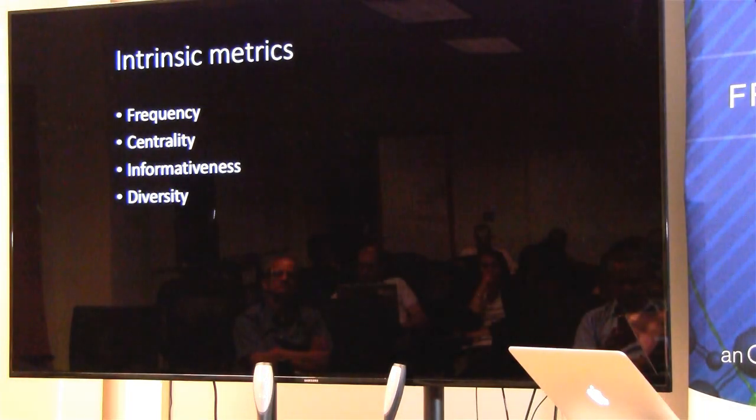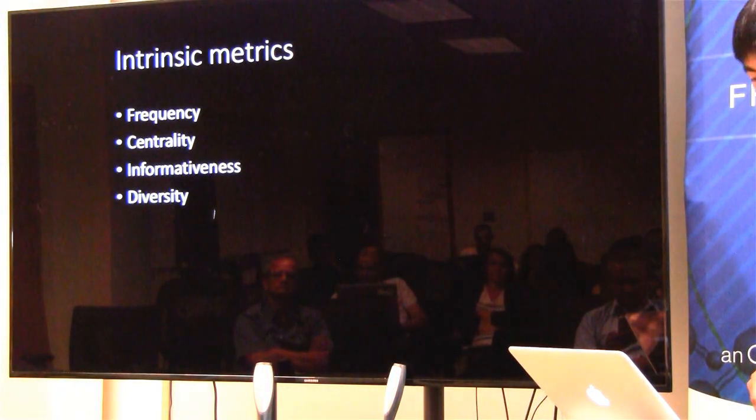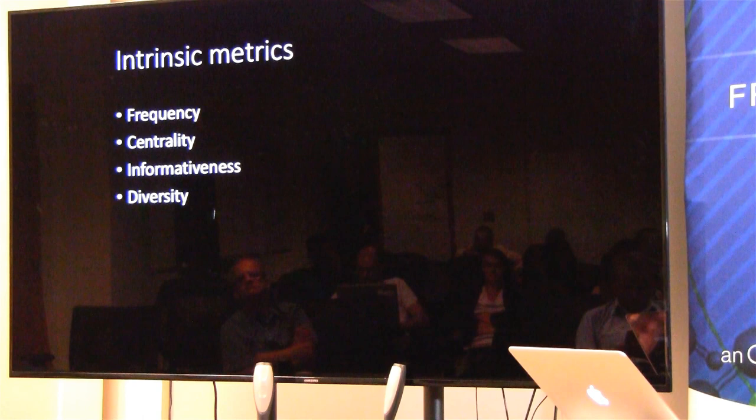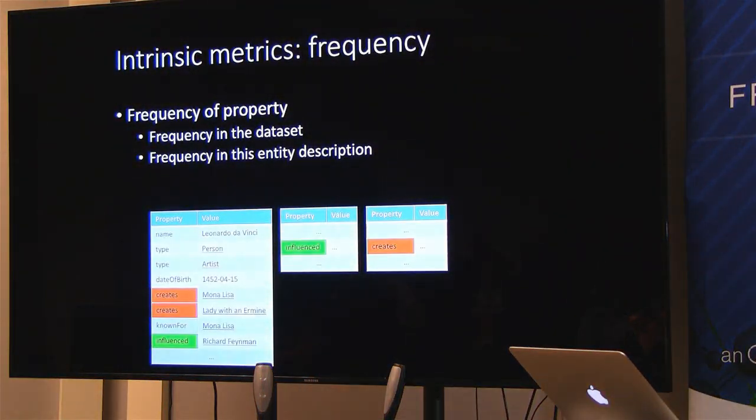Okay. In the literature there actually have been, I don't know, maybe dozens of papers on entity summarization, but if you look at the details, they are basically the same. They use quite similar ideas on the intrinsics, on the metrics you use for ranking. So I categorize all the papers into four categories. They basically use four kinds of metrics. First is frequency. So the idea is straightforward, right? If a property occurs very often in the dataset, then that property might be important. That's frequency.